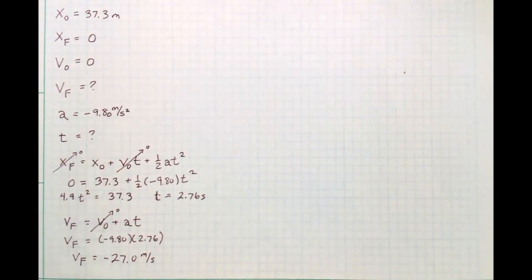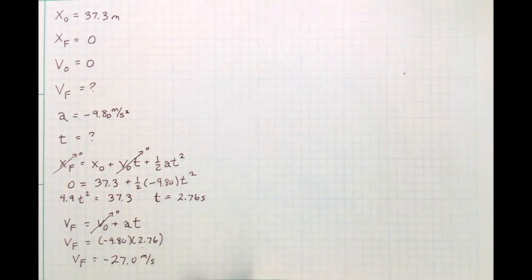Now, the risk here is that if we miscalculated this time, then that error would carry over into this calculation. We could use the last kinematics equation to find that final velocity as well. You can do that as an independent exercise and confirm that you get this final velocity. So that solves the first part of the problem.